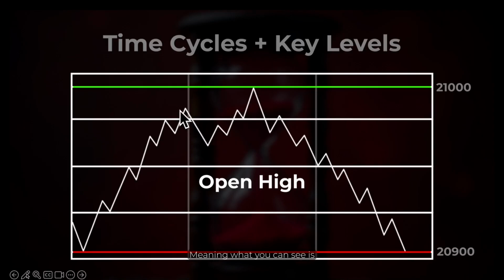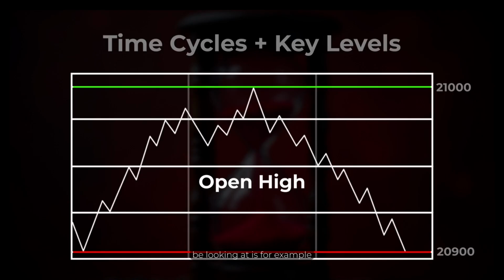Meaning, what you can see is that open high takes place where that previous cycle high gets taken out. By itself, that's already a point of interest. However, when you start blending that with these key levels, you begin to become able to anticipate when and where swings are likely going to form.